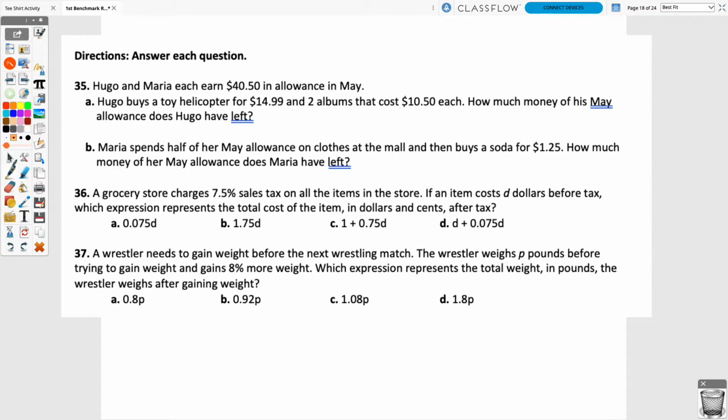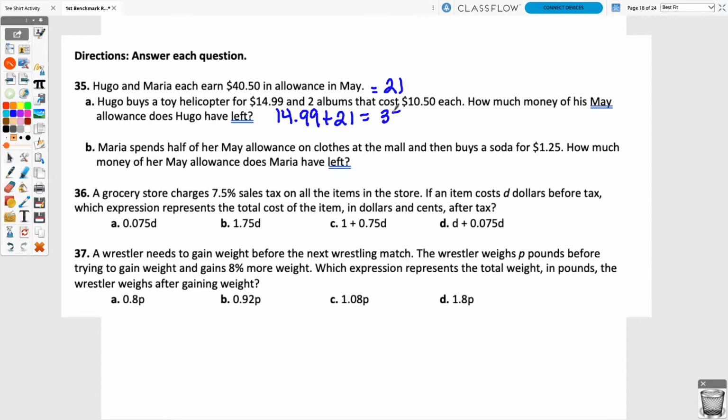Yeah. So, what I did was I added $10.50 together twice. Okay. Because there's two albums, and I added it to $14.99. All right. So when you multiplied $10.50 by two and got the cost for the two albums, what did that give you? So I got 21. Mm-hmm. And then you said you added that to the $14.99 because he's paying for all of that, right? Okay, so $14.99 plus 21 would give us what for how much he's spending?